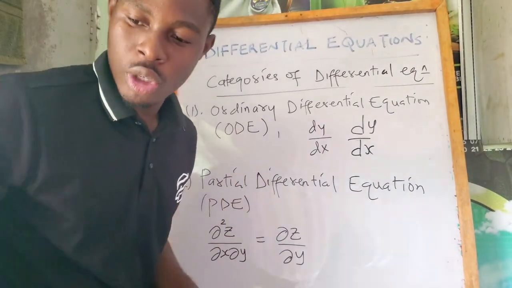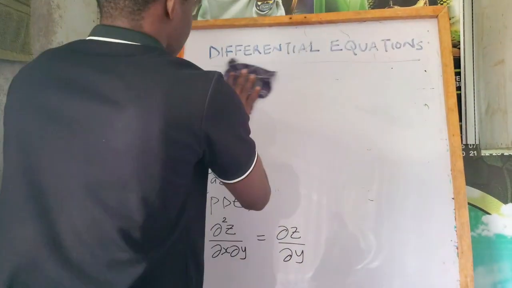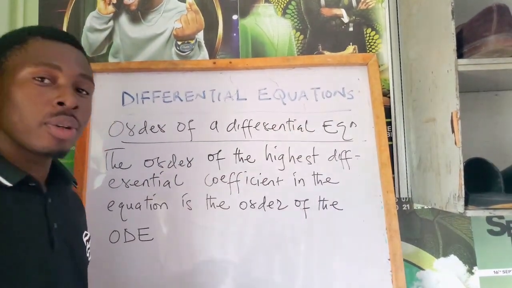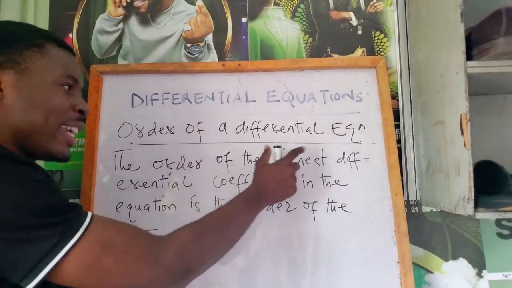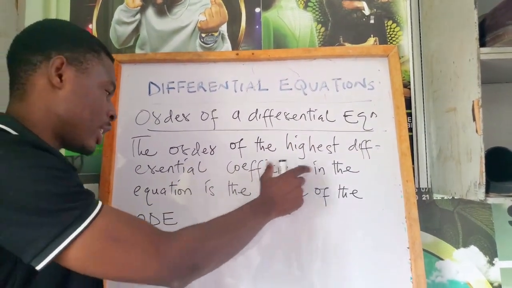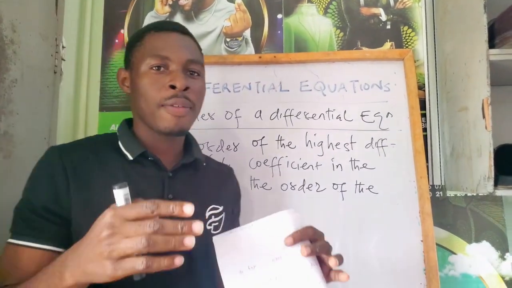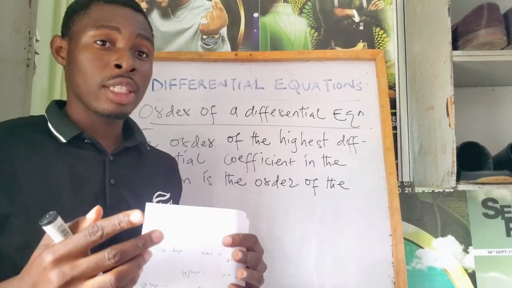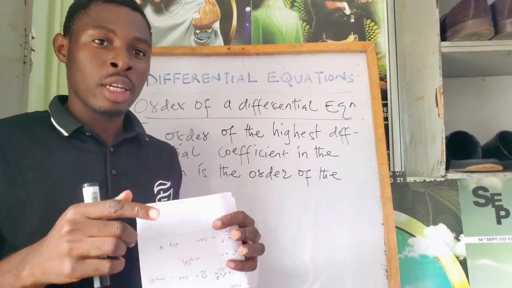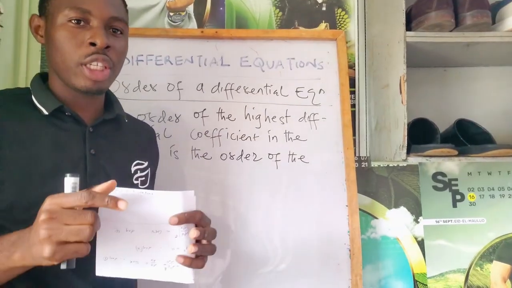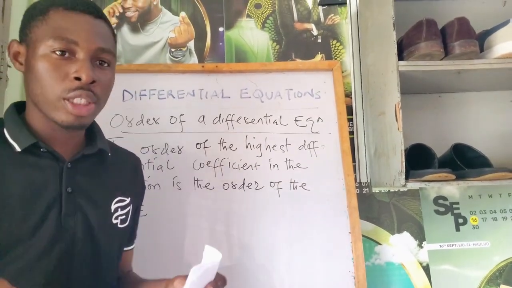So let us get into the order of a differential equation. We are going to be looking at the order of a differential equation. The order of the highest differential coefficient in the equation is the order of the ODE. So if you have the highest differential coefficient in the equation, then that highest differential coefficient will give you the order of the ODE. Let us take an example so that you understand what I'm saying.